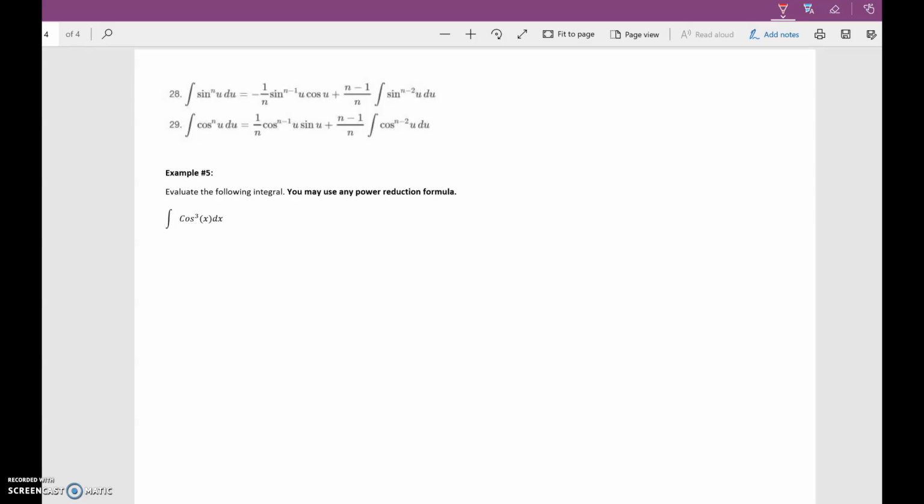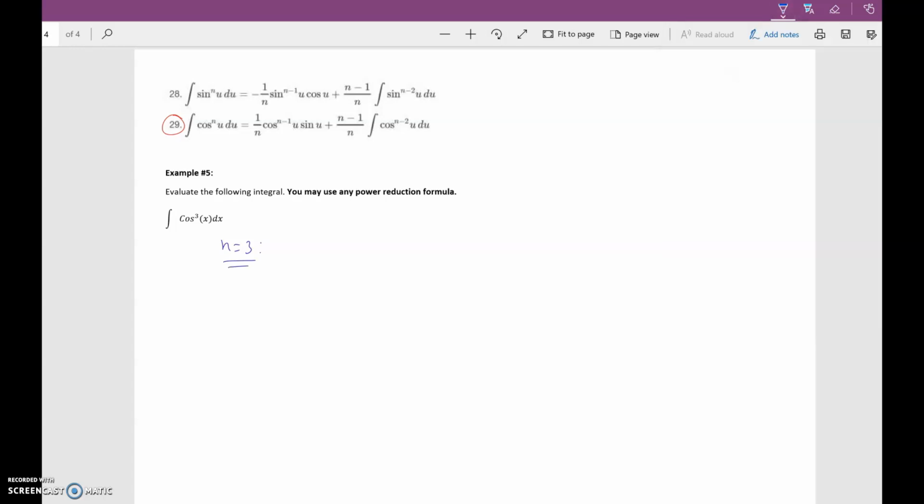So any problem like this, I would ask you to do the power reduction formulas. Those will be provided. Formula 28 and 29 are from the back of the book, from the table of integrals, and it'll have those instructions to use any power reduction formulas. Now in this case, we're just going to apply formula 29, with n equal to 3.